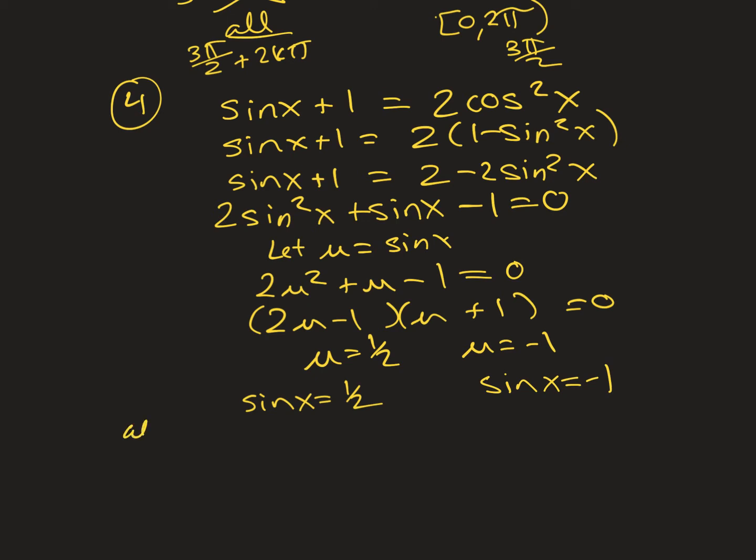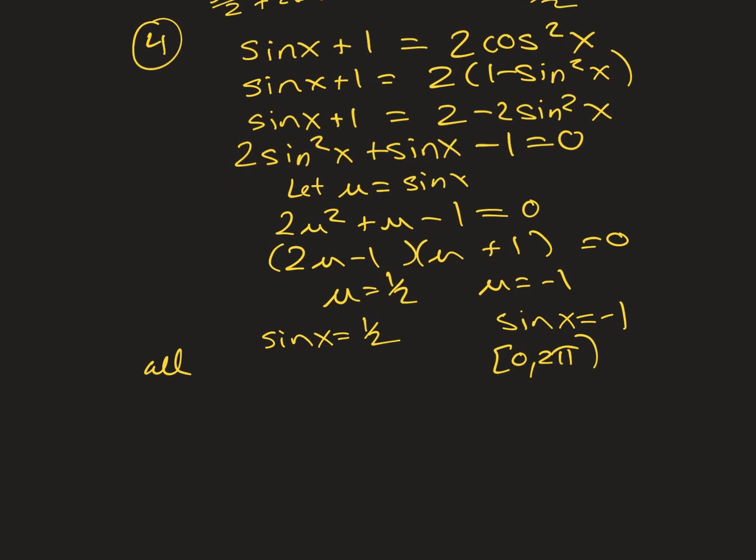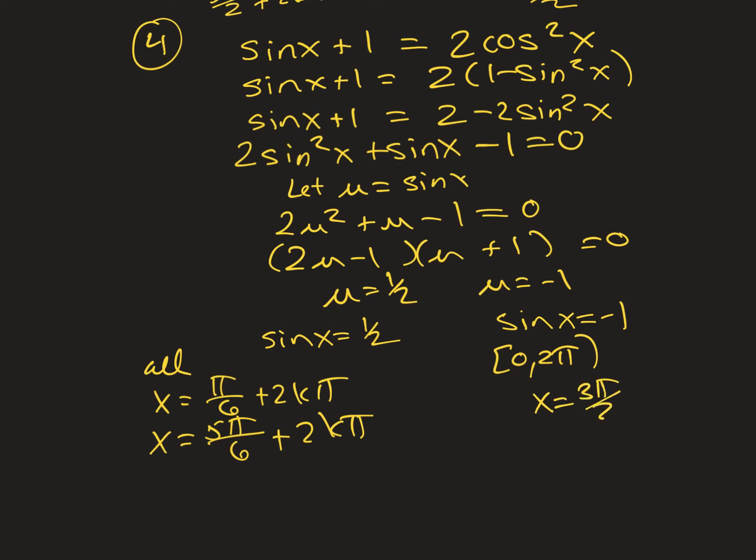So let's do both all and 0 to 2 pi. So for all angles, when you take the sine that you get a half, I want quadrant 1, which would be pi over 6. Not 5 pi over 6, that would be quadrant 2. Pi over 6 plus 2k pi, and 5 pi over 6 plus 2k pi. And then negative 1 between 0 and 2 pi is only going to be 3 pi over 2. All right, so that's an example, again, recognizing an identity so you can get a single trig function and then go from there.